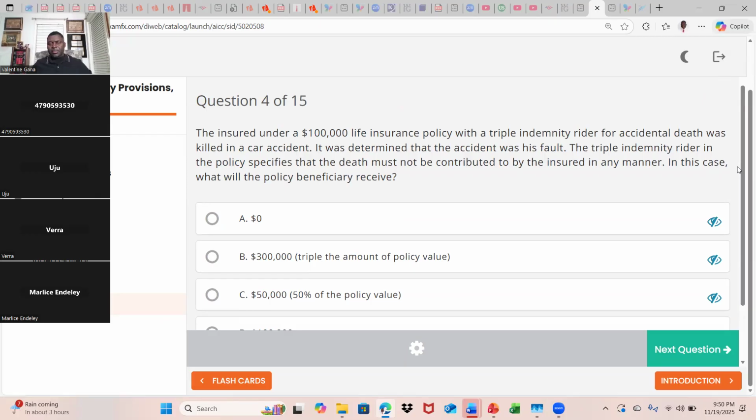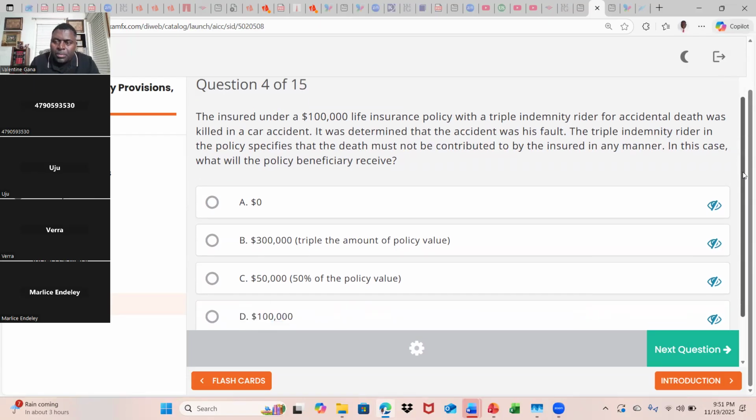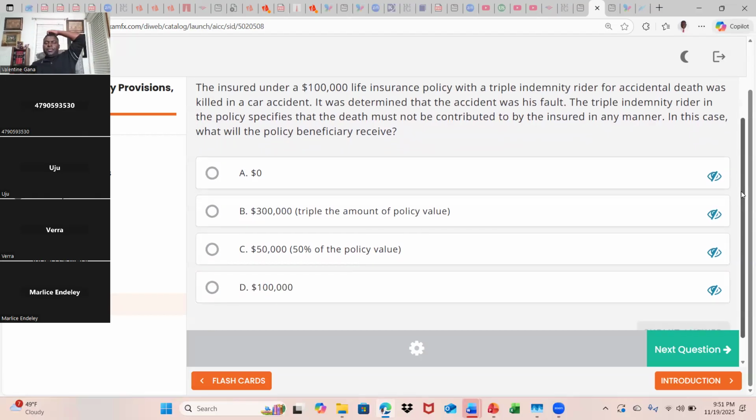The insured under a 100,000 life insurance policy with a triple indemnity rider for accidental death was killed in a car accident. It was determined that the accident was his fault. The triple indemnity rider in the policy specifies that the death must not be contributed to by the insured in any manner. In this case, what would the policy beneficiary receive?